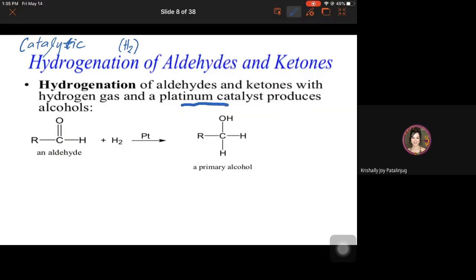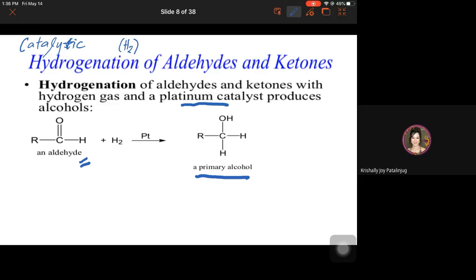And this makes sense, no? It is the opposite of the oxidation of a primary alcohol. What did I say earlier about the oxidation of a primary alcohol? The initial product is an aldehyde. So with the addition of hydrogen, the opposite of oxidation, we are adding hydrogen this time, so it goes back to its primary alcohol structure or compound.